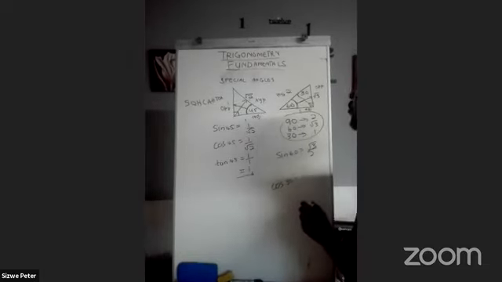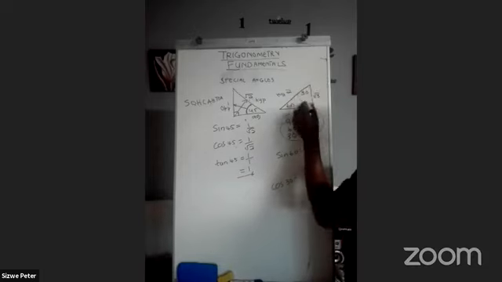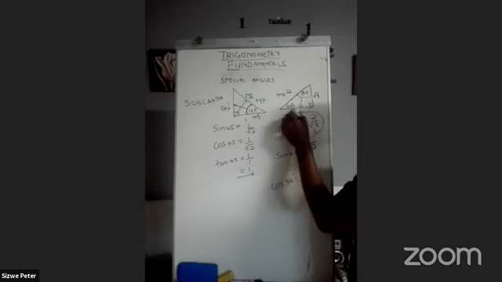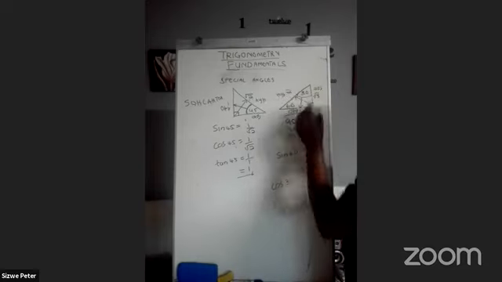Cos 30 is supposed to be, okay, now our main focus now is on 30, not on 60. So this is our 30. So this is opposite to 30 now. So this becomes opposite to 30. Opposite to 90 is hypotenuse. That means this is adjacent.